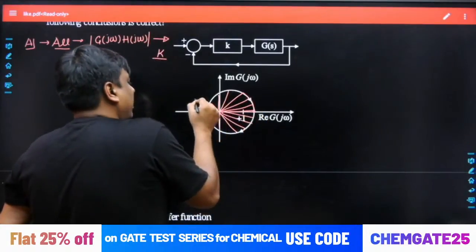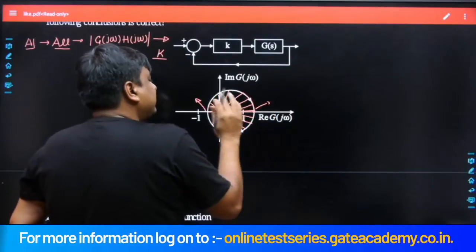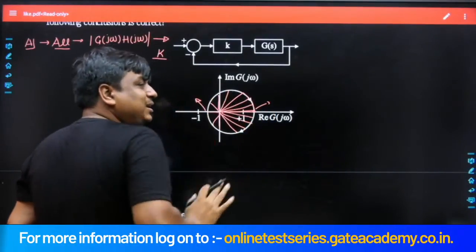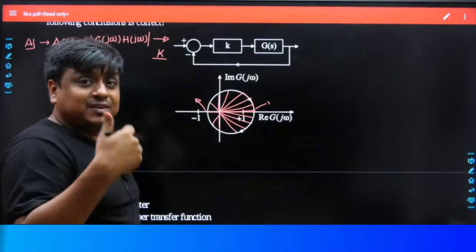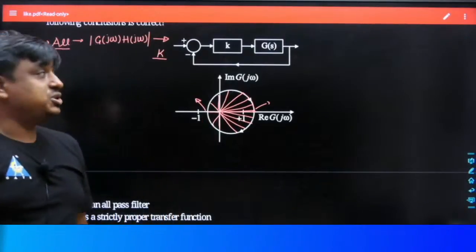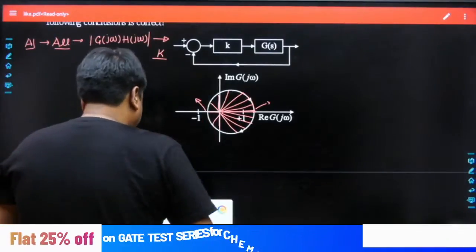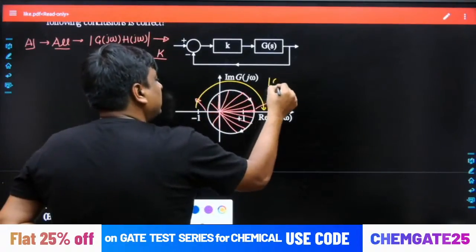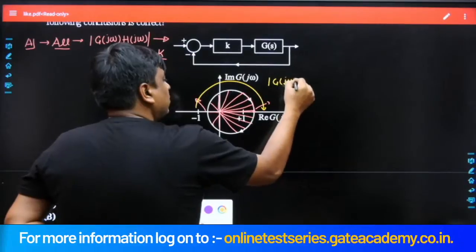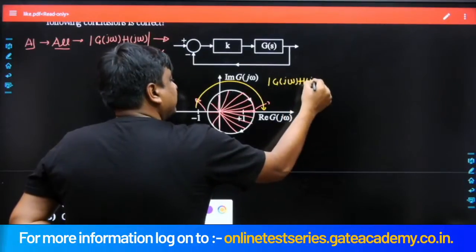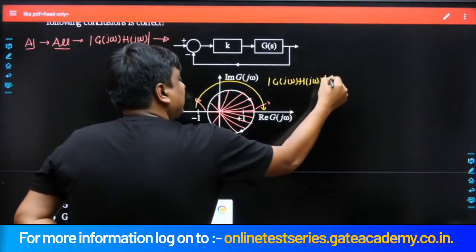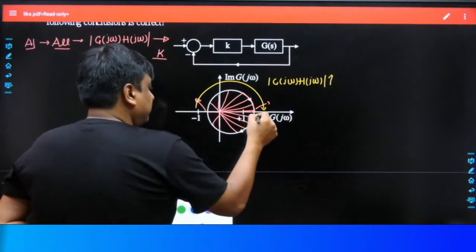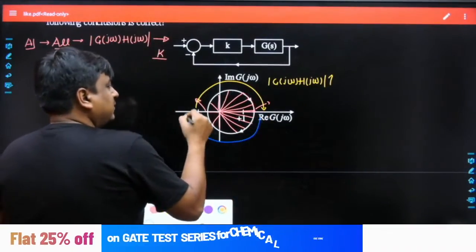So one thing has been quite sure: the distance of the polar plot from the origin keeps changing. What does that mean? That means the gain offered by the system keeps changing. From here to here the gain keeps increasing, here to here the gain keeps increasing. I can say the gain offered by G(j omega) H(j omega) keeps increasing in the same direction, and keeps decreasing in the same direction.